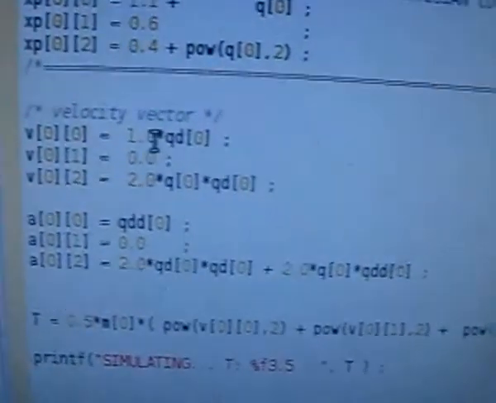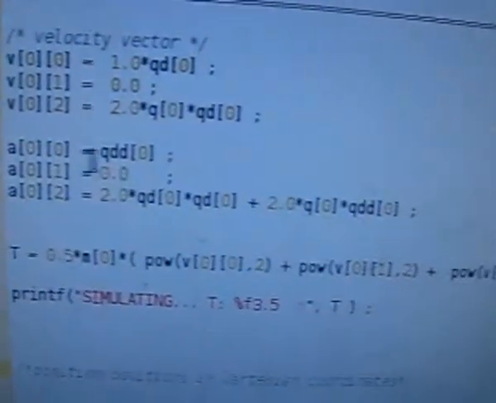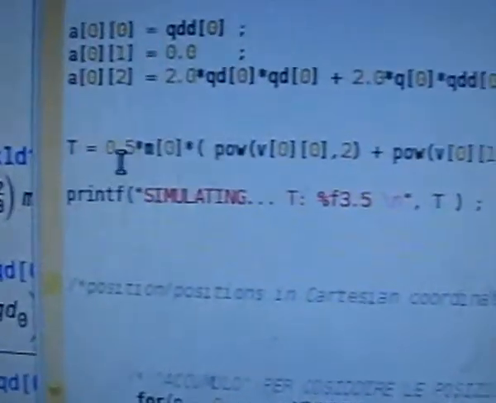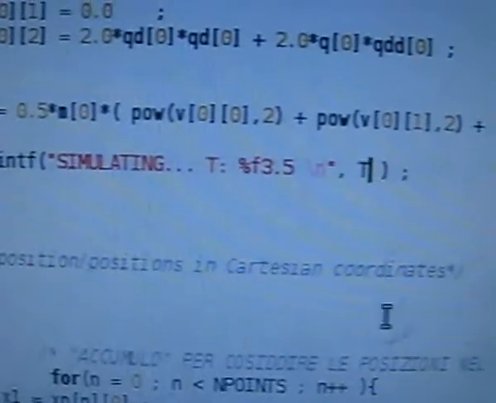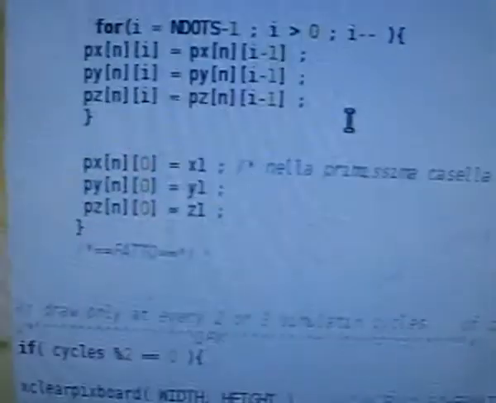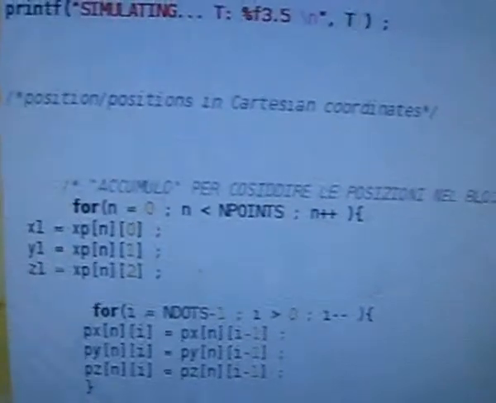It's also interesting and good to visualize. This is V, and for this very simple case we also draw the acceleration. Of course the kinetic energy can be done by summing the squares of the velocity components and multiplying by this, and it's very advisable to write it so that one can make a check. Let's run this simulation.